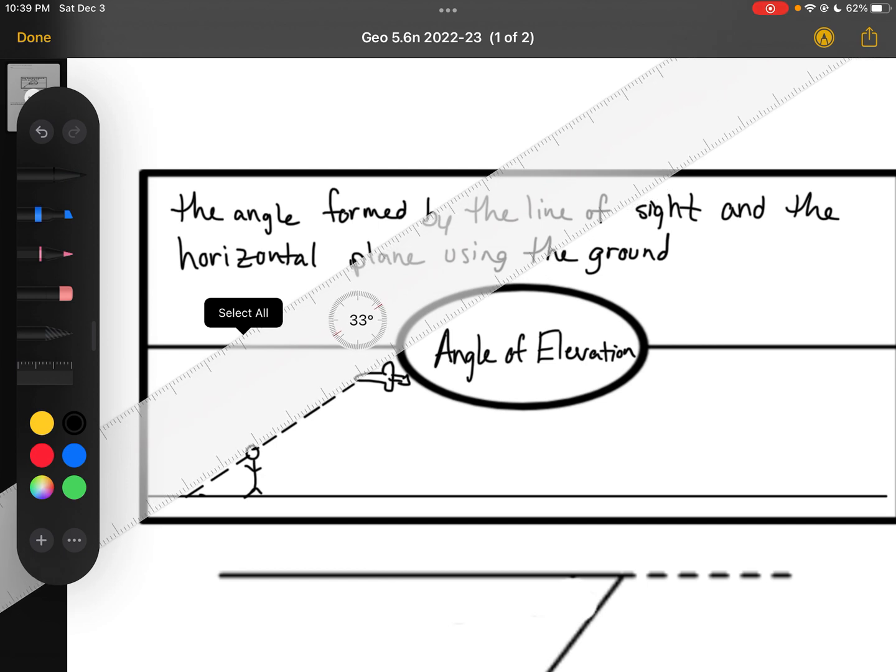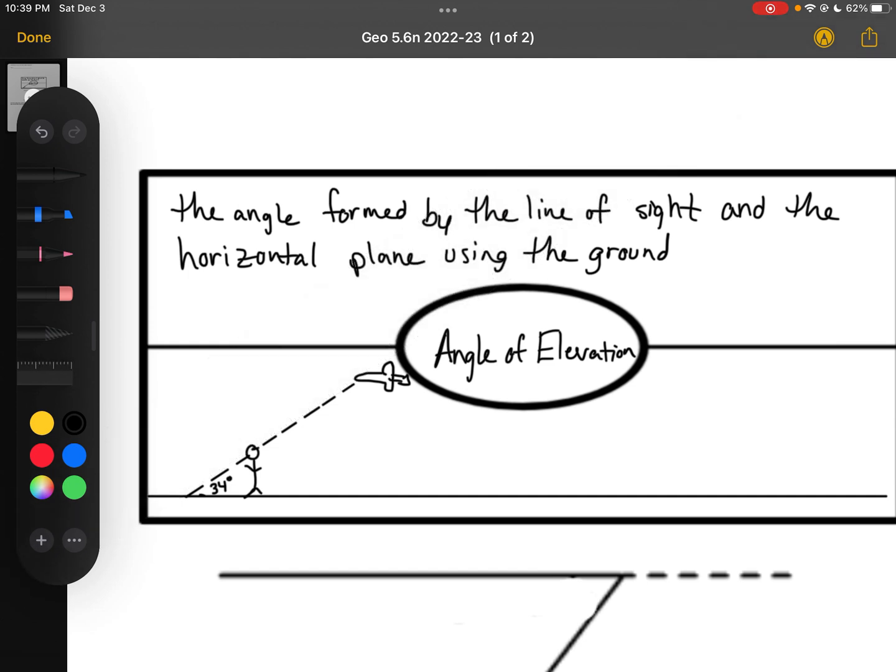So I think we just had it measured, but it looks like our angle of elevation, if we have this perfectly tilted here, is 34 degrees. So the angle of elevation is always formed by looking up. Wherever you are, if you continue to trace that line right through your eye, from the ground to the object, that is what forms the actual angle of elevation, which is right there.